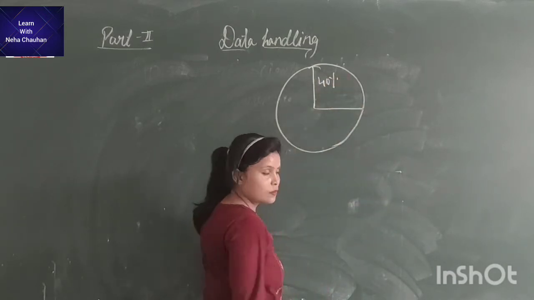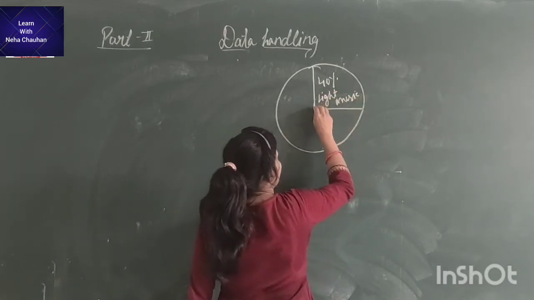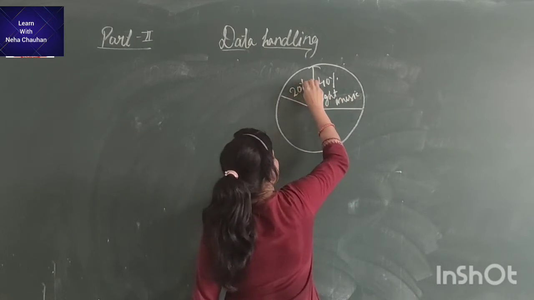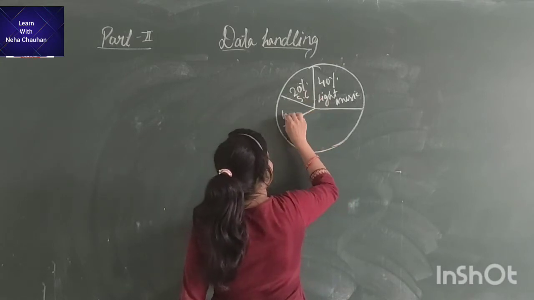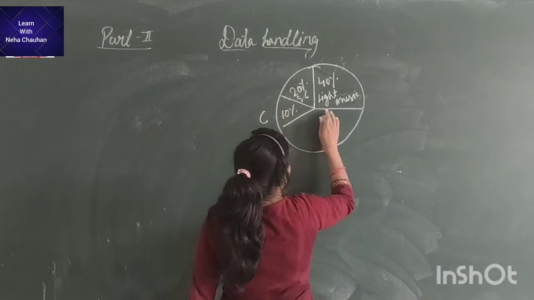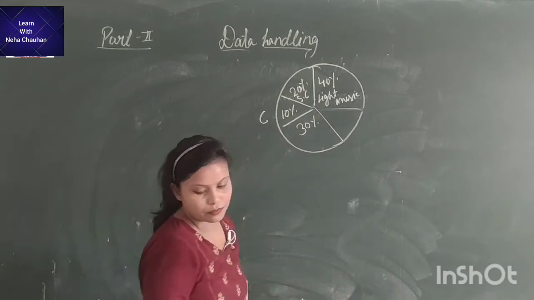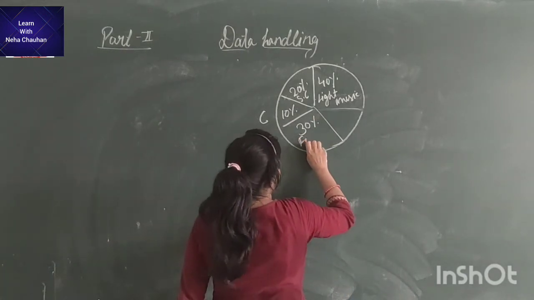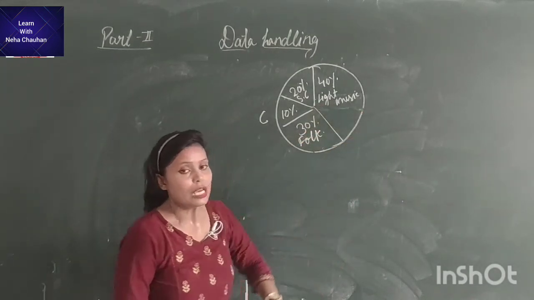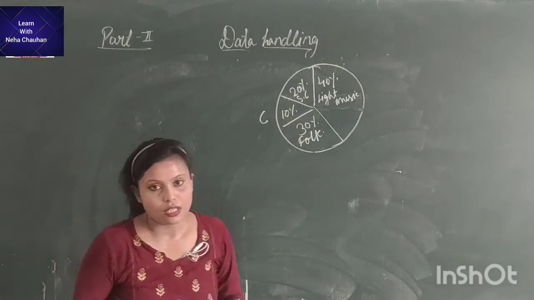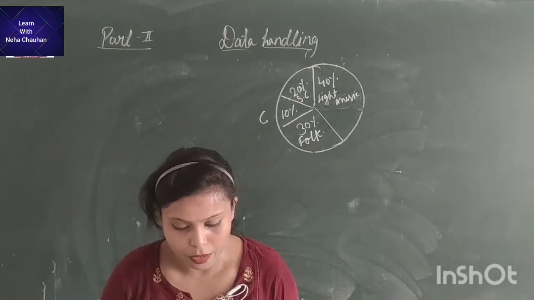The pie chart is given as: 40% of the people like light music, 20% of the people like semi-classic, 10% of the people like classic, and 30% of the people like folk music. This is the result of the survey. Now we need to answer some questions related to this. If 20 people like classic music, how many people were surveyed?